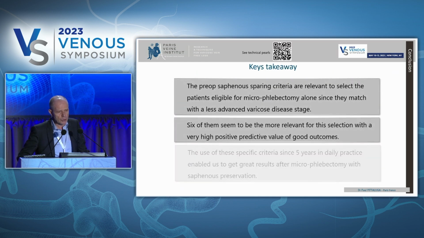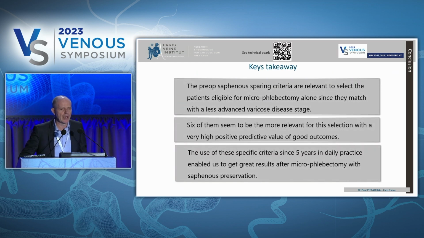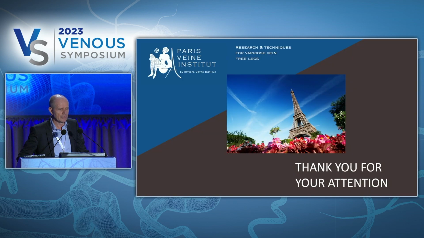So, in conclusion, the pre-op saphenous sparing criteria are relevant to select the patient eligible for micro-phlebectomy alone, since they are matched with less advanced varicose disease stage. 6 of them seem to be the most relevant for this selection, with a very high positive predictive value of good outcomes. And finally, the use of these specific criteria for 5 years in our daily practice enables us to get great results after micro-phlebectomy with saphenous preservation. Thank you for your attention.